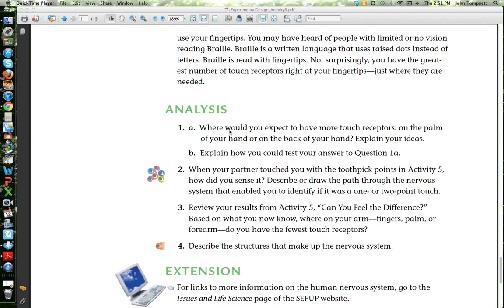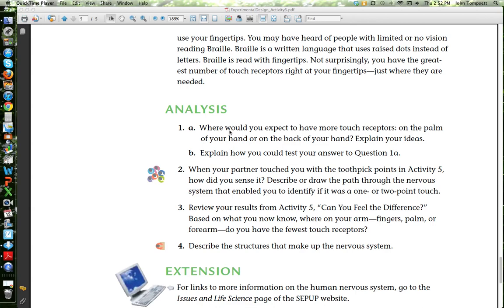1B, explain how you could test your answer to question 1A. Number 2, when your partner touched you with the toothpick points in activity 5, how did you sense it? Describe or draw the path through the nervous system that enabled you to identify if it was a 1 or 2-point touch.